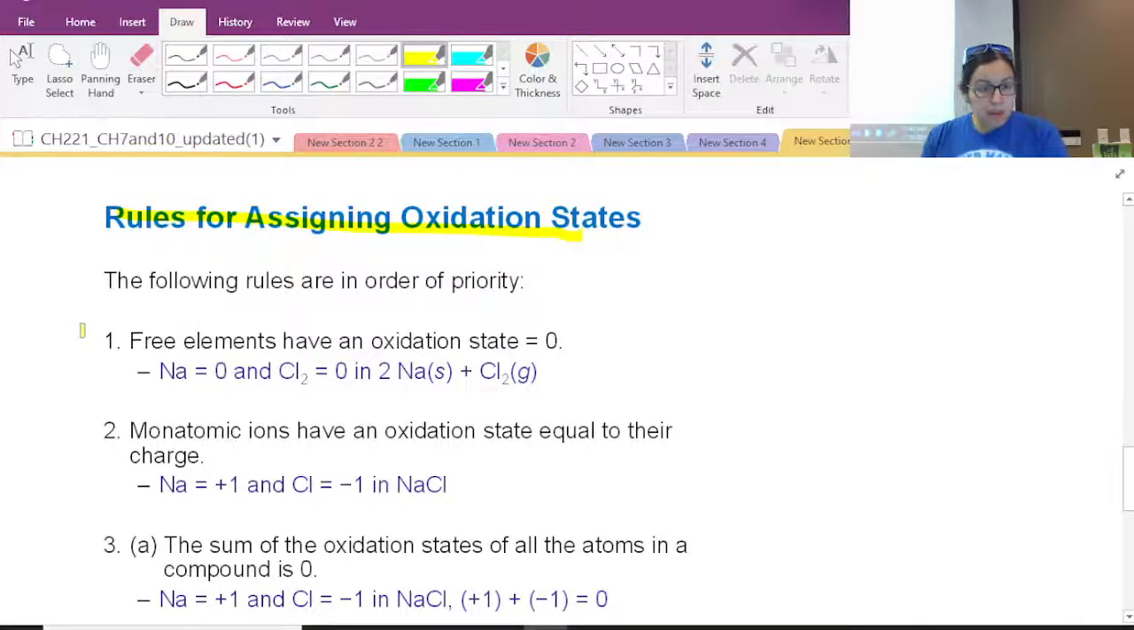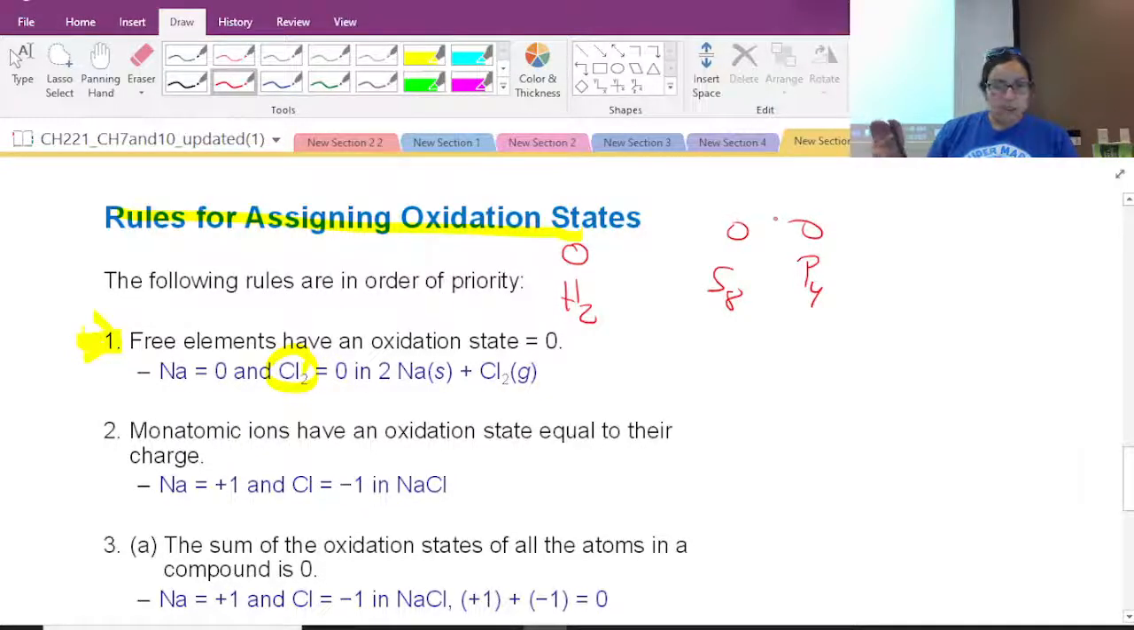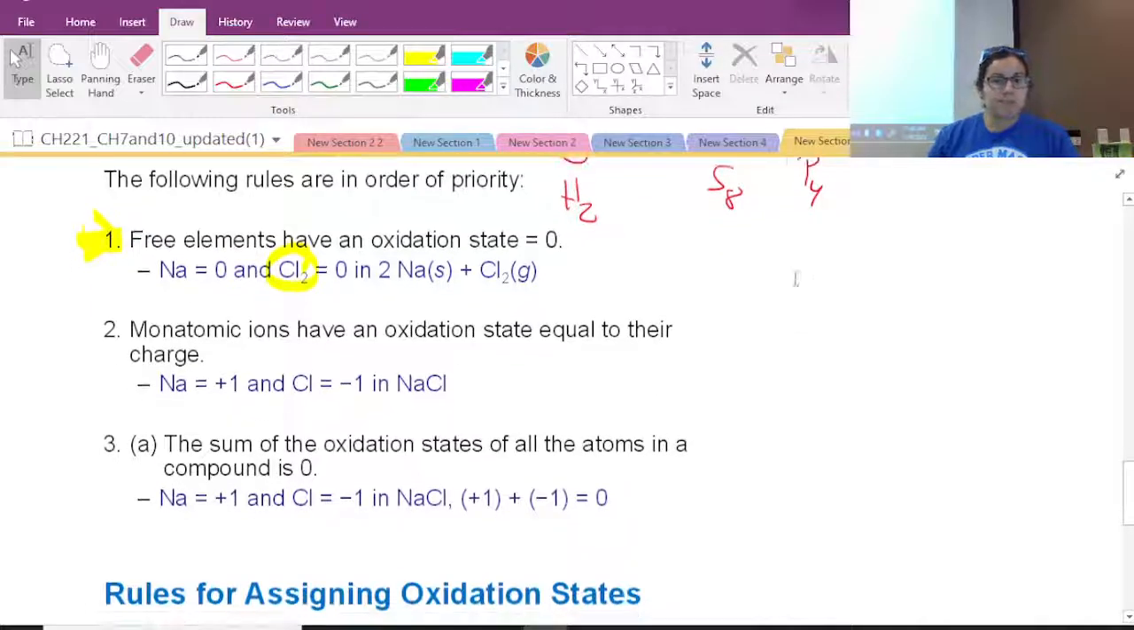The number one rule is that free elements have an oxidation state of 0. Star this, plaster it somewhere, burn this into your brain. Anytime you see something in its elemental form, it's 0. That can be sodium metal, chlorine gas, so don't forget all your diatomics. H2, that's still elemental form. S8, that's elemental form. P4, elemental form. So that's the first step.